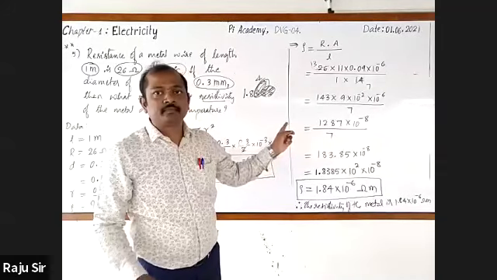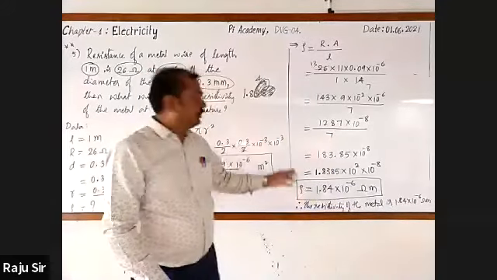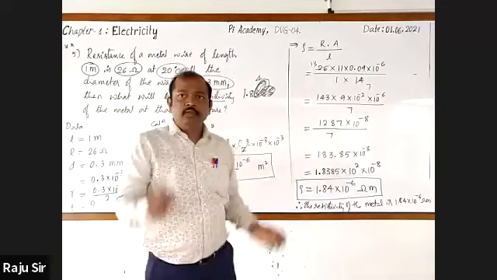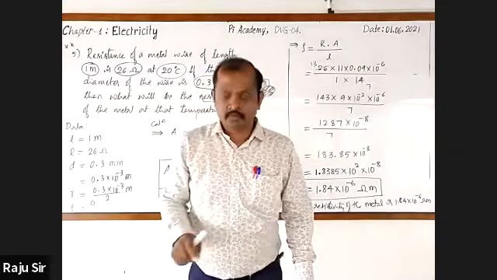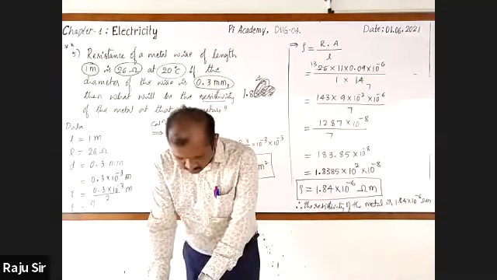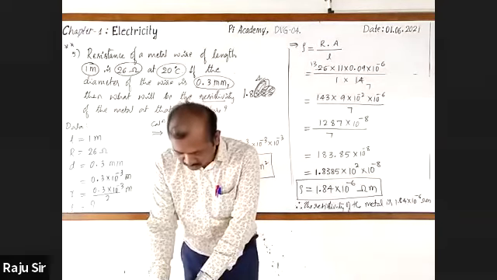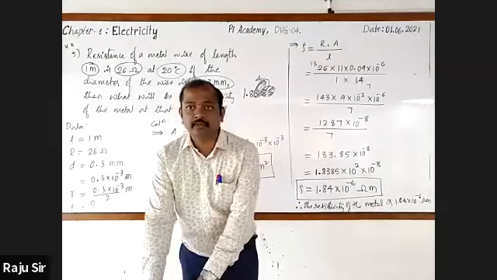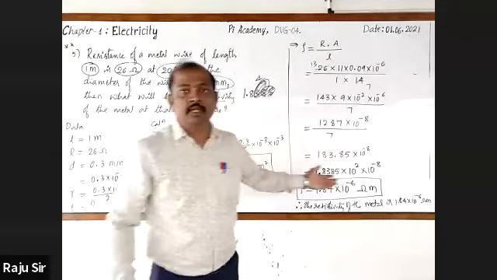Dear students, you must practice this problem. Observe it. It's correct only: 1.84 into 10 raised to the power minus 6. Look here, you just recall. A student is telling that in textbook it has been given that 10 raised to the power minus 8. No, it is correct only. In textbook also they have given the same.